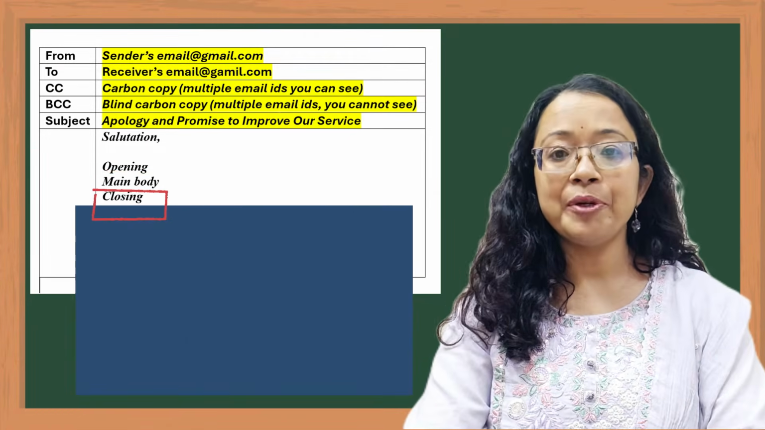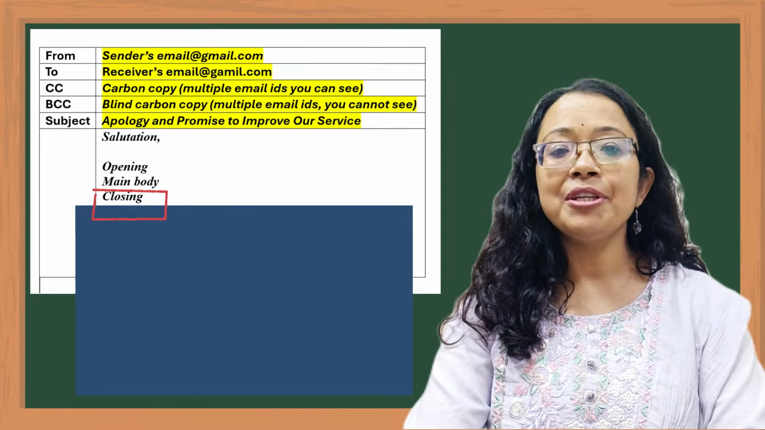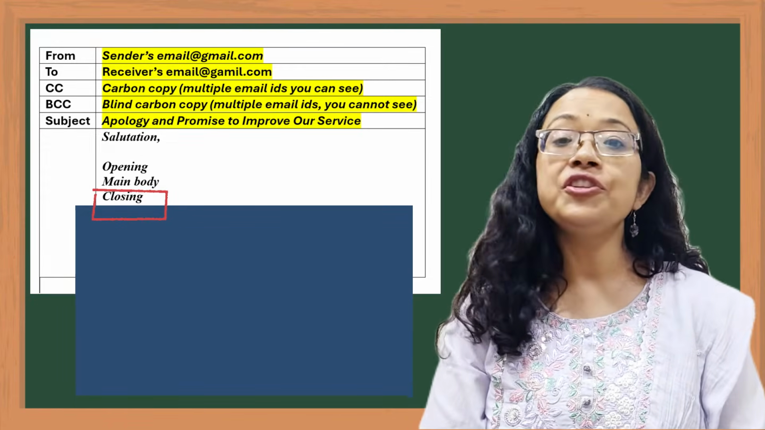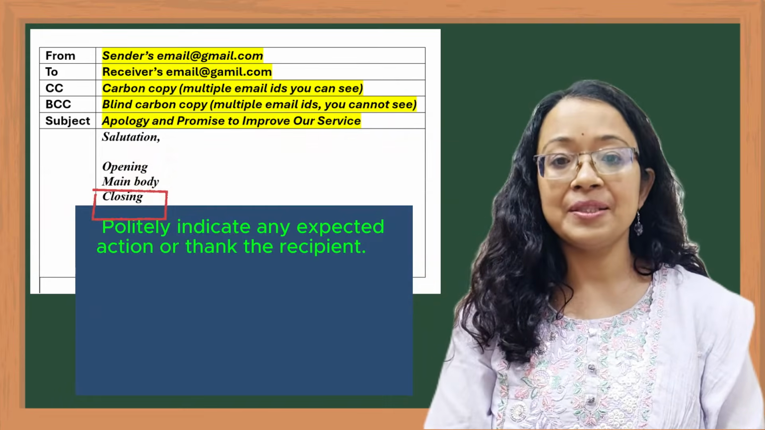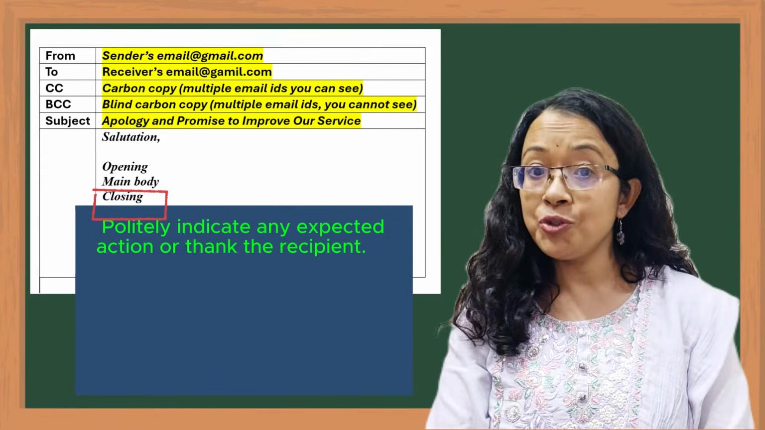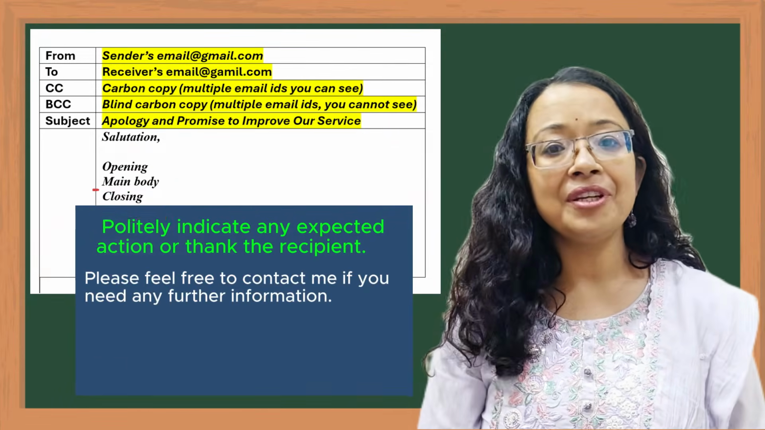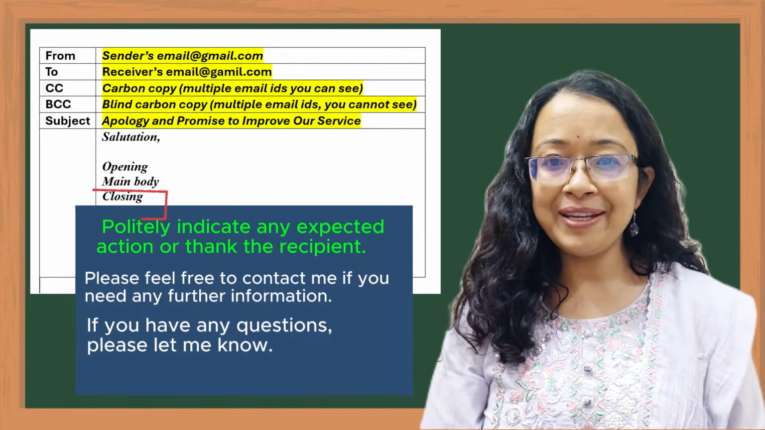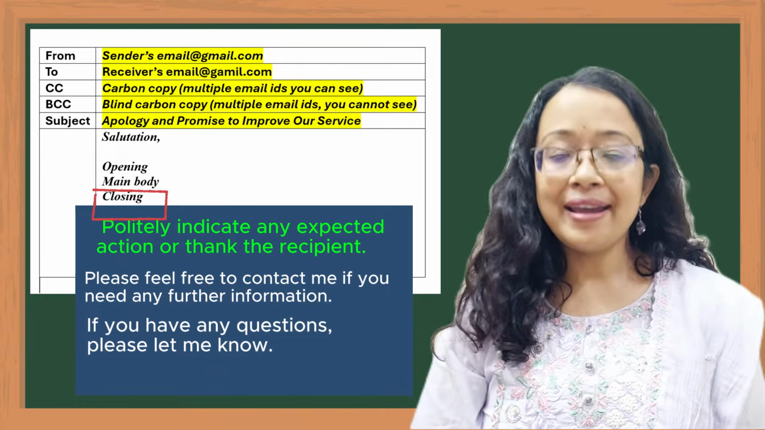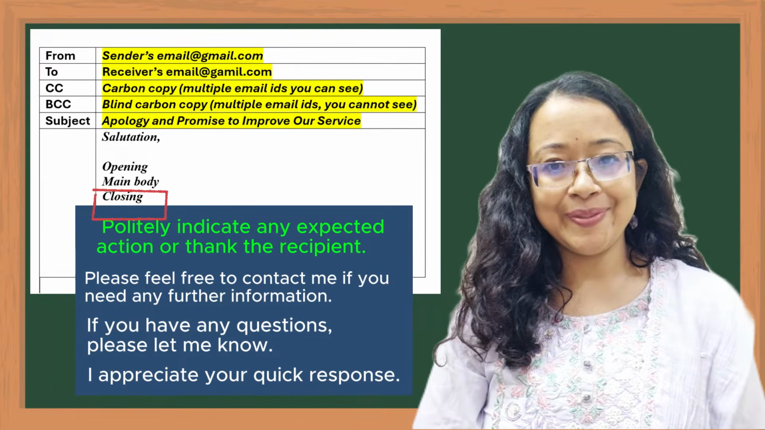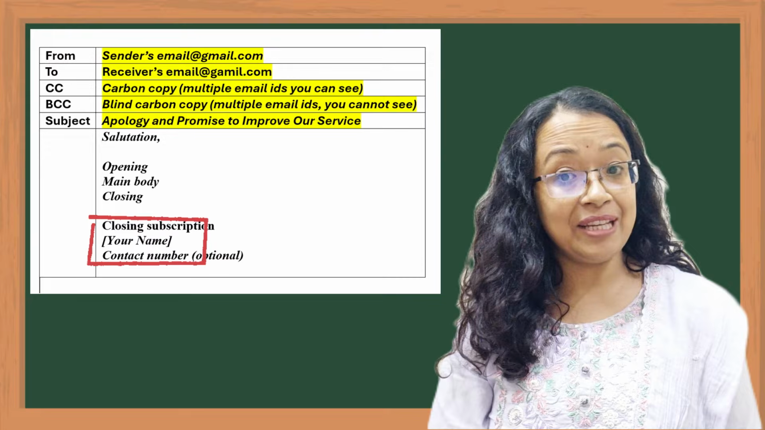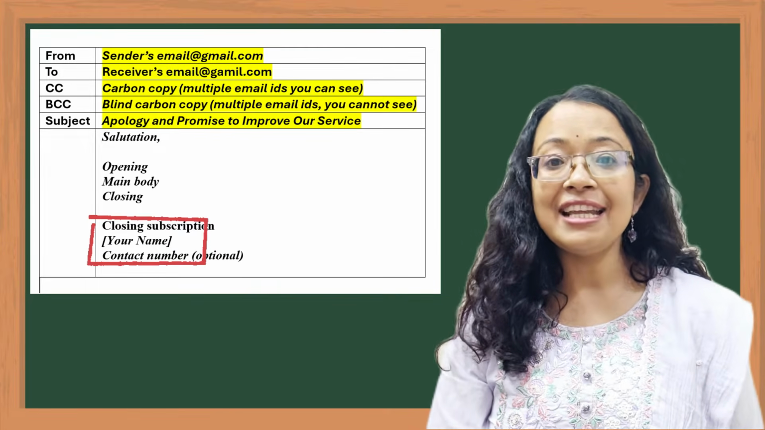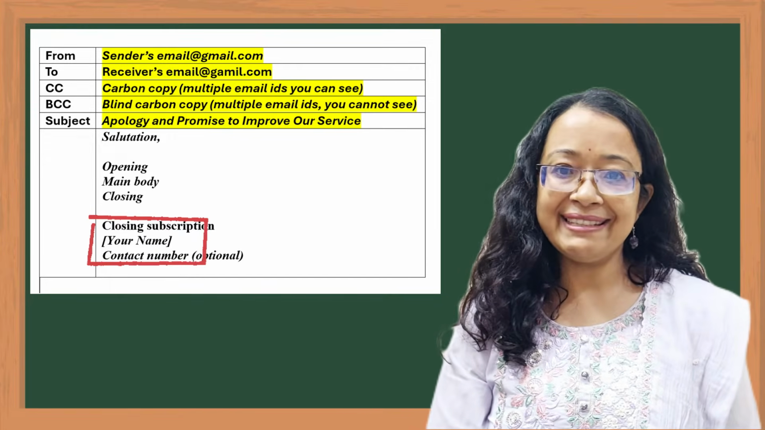After writing the main purpose of your email, we are coming to the closing line. Here you need to politely indicate any of your expected actions or you need to be thankful. Please feel free to contact me if you need any further information or if you have any questions, please let me know. I appreciate your quick response. Finally, the closing with your name and the signature, designation and phone number if necessary.